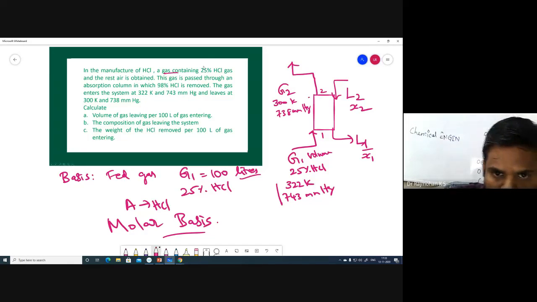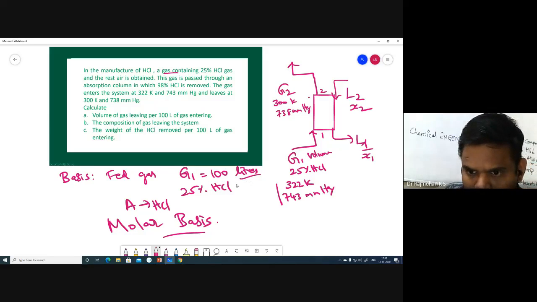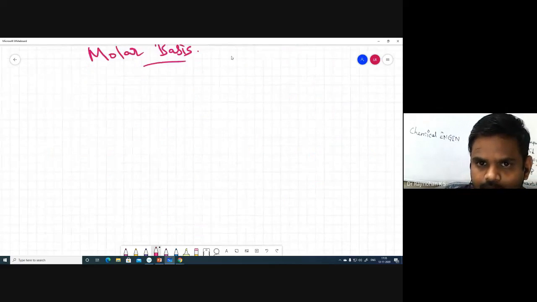I repeat, in this problem, gas is entering with 25% HCl at a temperature of 322 Kelvin and 743 mm mercury, and the gas is leaving at 300 Kelvin and 738 mm mercury. The composition of HCl in the gas entering is 25% HCl, and we have to determine the amount of HCl removed per 100 liters of gas entering. So the basis is 100 liters of gas entering. So we can solve the problem now.